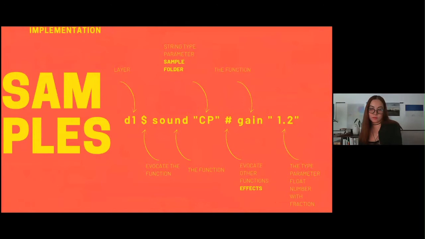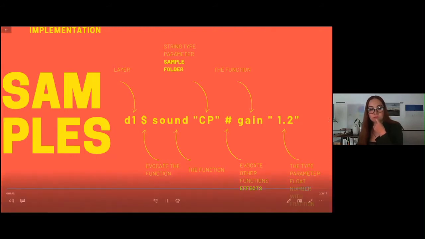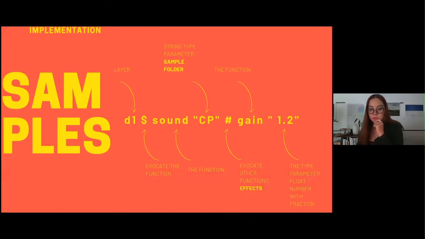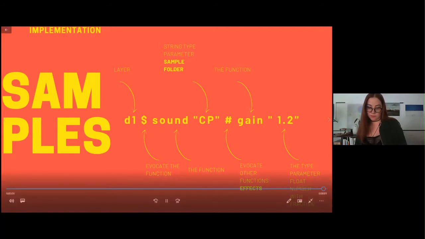In this example, we're going to call a folder where I have a certain amount of samples. The layer for calling is the one called d1. After that, I invoke the dollar function to call the sound function. Between quotes goes the sound folder. Then the number symbol is another function. I call the effect or gain function, and lastly, assign a value to this parameter.